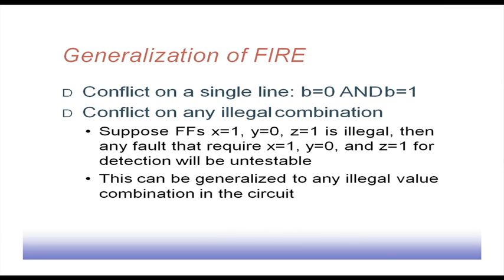So, any fault that requires this particular setting is an untestable fault, because we will never be able to put these values onto those flip flops. This is another way of finding untestable faults, particularly suitable for sequential circuits. Of course, for scan circuits this is not a problem. A scan circuit can always put x equal to 1, y equal to 0, z equal to 1. That is why this is not there in combinational and scan circuits, but for sequential ATPG this may be an untestable fault.